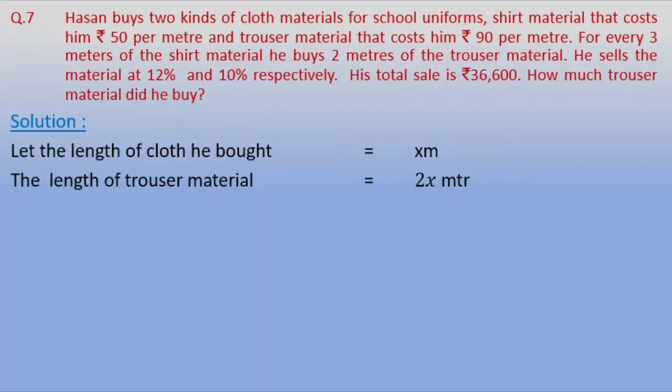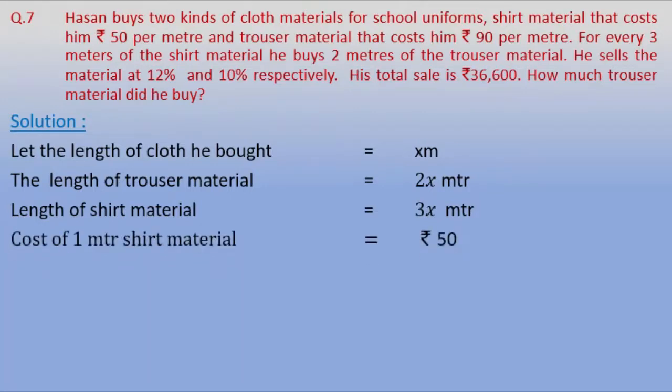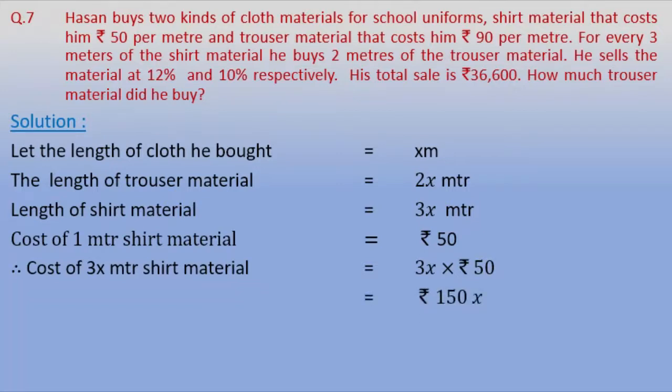The length of trouser material he bought is 2x meter and that of shirt material is 3x meter. Now, the cost of 1 meter of shirt material is rupees 50. We have how many meters of shirt material? 3x meter. Therefore, the cost of 3x meter shirt material will be 3x into rupees 50, that is equal to rupees 150x. Similarly, the cost of 1 meter trouser material is rupees 90.